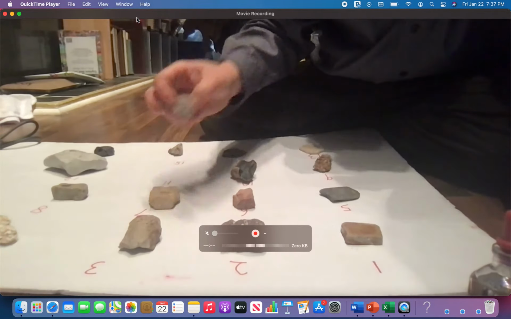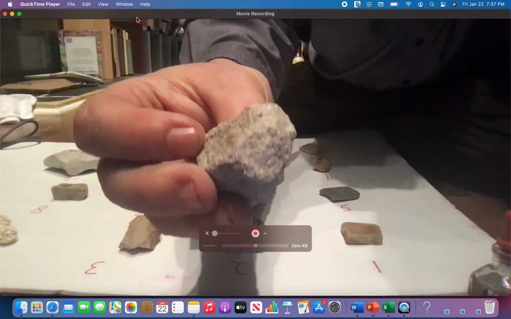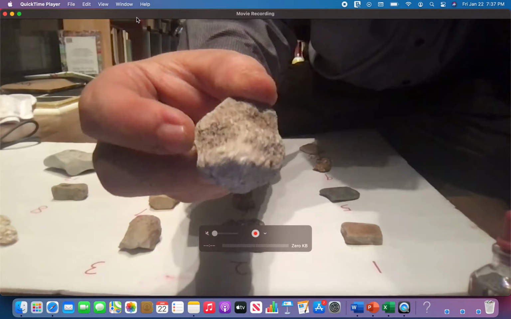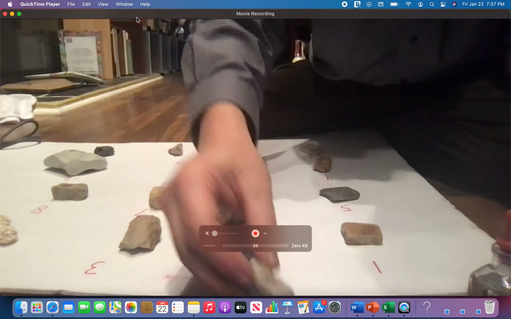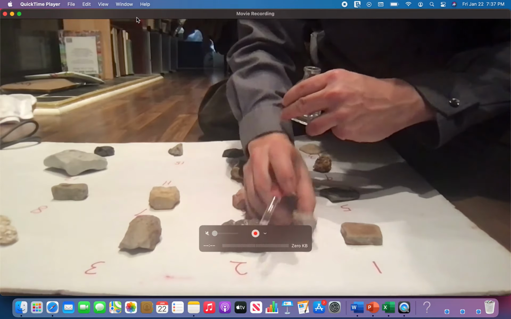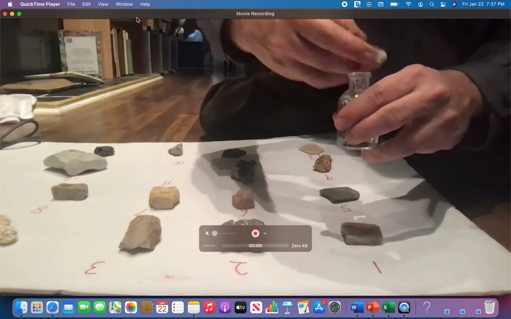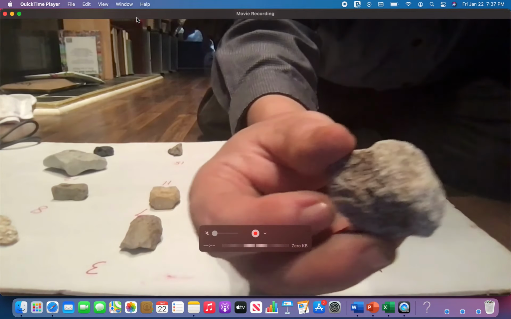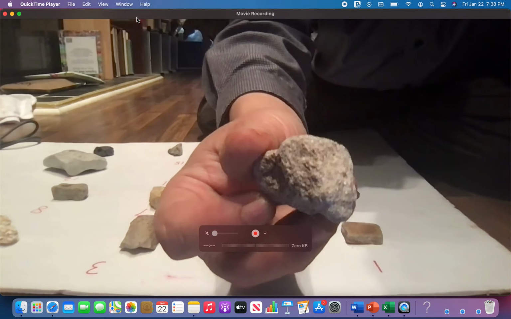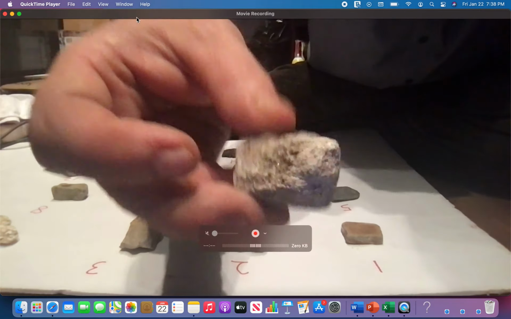Sample number 11. Take a good close look at this rock. Let's see what happens when I drop acid on it. It reacts very strongly to acid. And I can see tiny little fossils in this rock. Sample number 11.